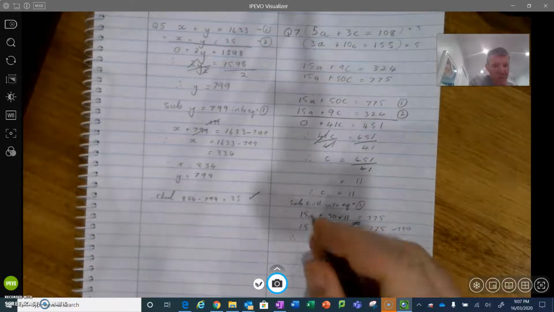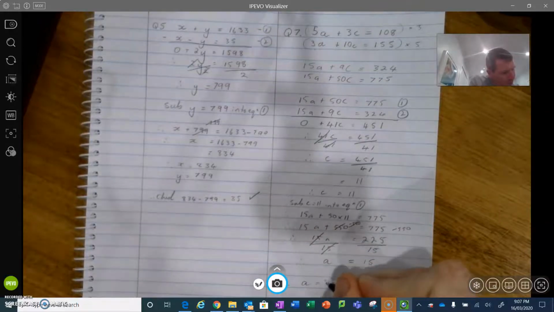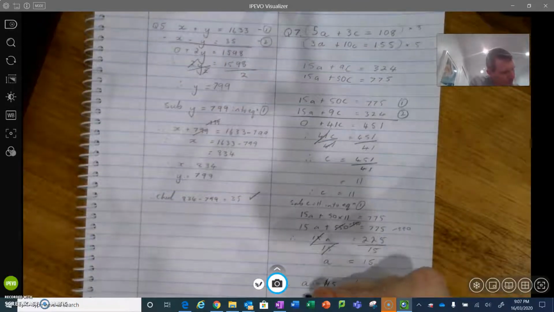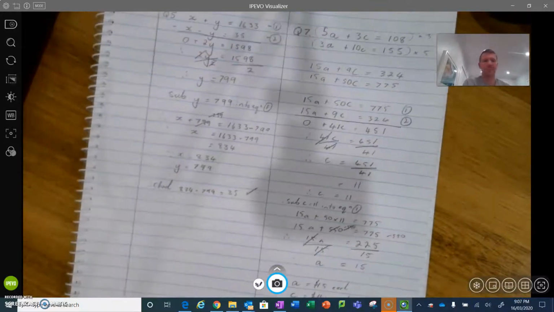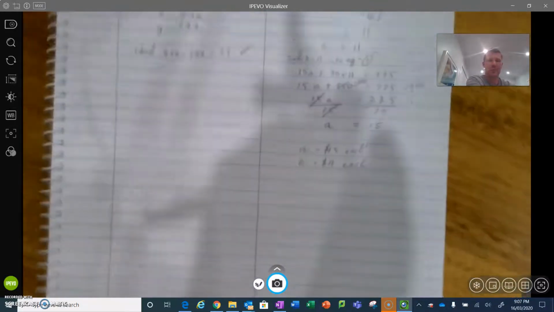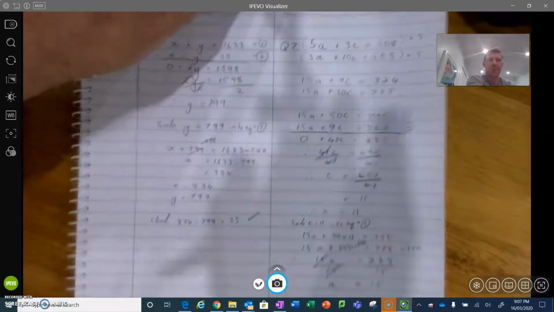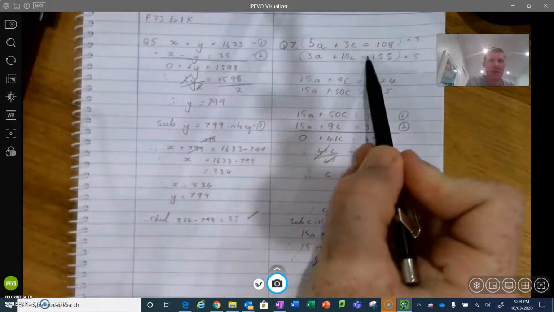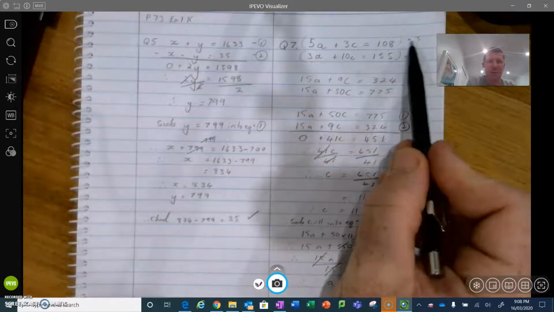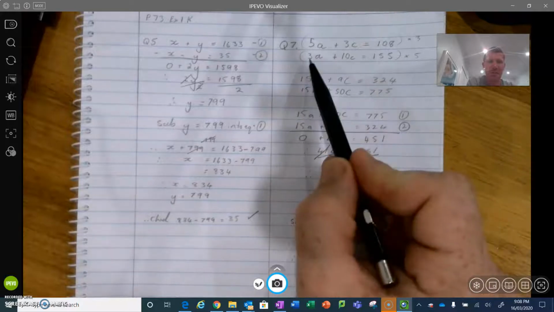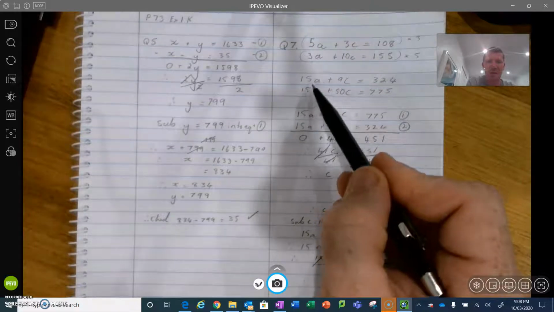Alright, so therefore the adult cost equals $15 each, and the child cost equals $11 each. So what have I done? I've gone through, identified my initial equations, and then worked out how I can end up with some common numbers to eliminate. I multiplied the top by 3 and the bottom one by 5, so I end up with this consistent 15a that I can use subtraction to eliminate.